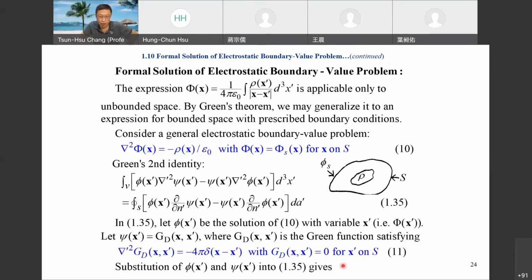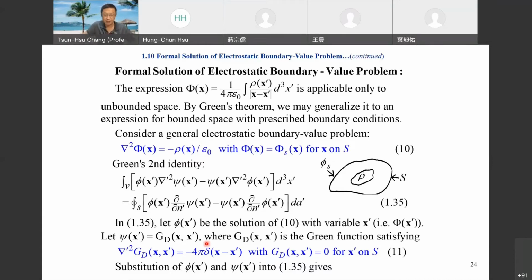We hope to simplify this one because here we have 4 terms: 1, 2, 3, 4. Too much. If we specify this boundary condition, this one will be 0. Cancel. So we reduce 4 terms to 3 terms. That's our purpose. With the Green function, we can reduce from 4 terms to 3 terms only. Can we further simplify the calculation?